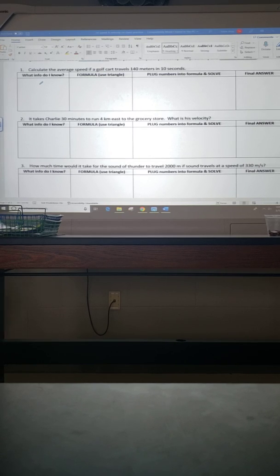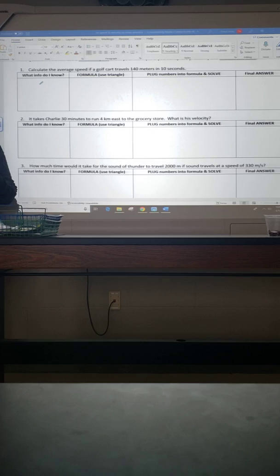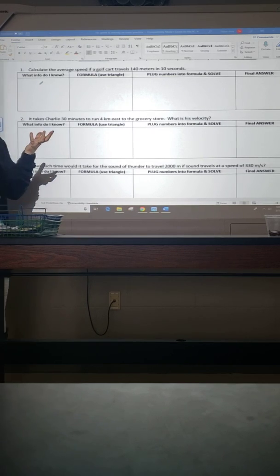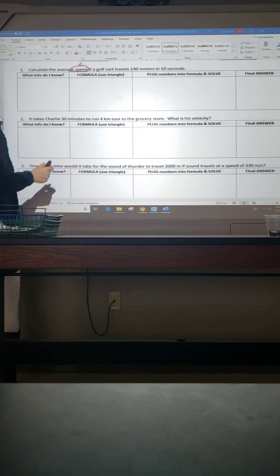It says calculate the average speed if a golf cart travels 140 meters in 10 seconds. All right, so what are we going to circle? What is it that we're solving for? And be with me because I'm just going to randomly call on people. Speed. Okay, so we're going to circle speed.